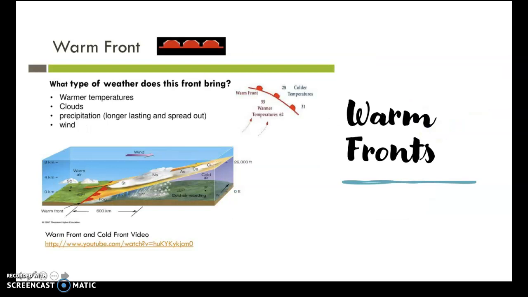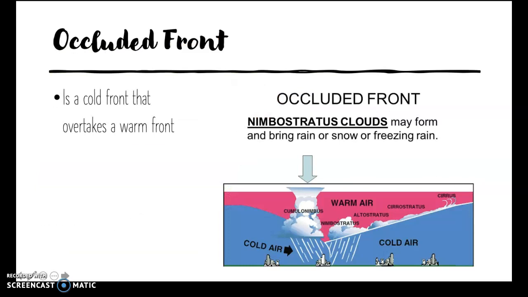Warm fronts bring warm temperatures, cumulus clouds, precipitation, usually rain, wind, and the storms that warm fronts create are usually less violent. This type of front can also create fog. An occluded front is when a cold front overtakes a warm front. An occluded front is similar to a cold front, where the storms that it creates are very strong. Occluded fronts can also bring colder temperature and heavier precipitation.